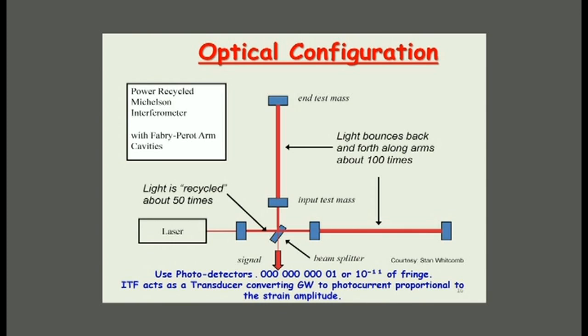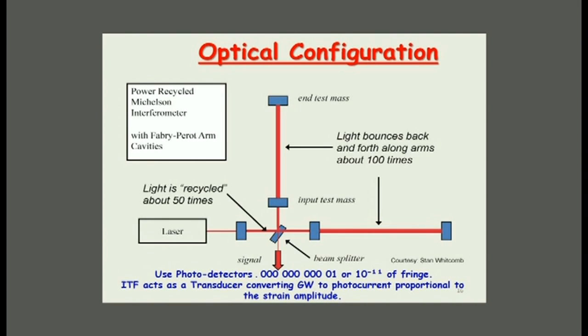So we can say that the interferometer acts like a transducer. It converts the gravitational wave to a photocurrent which is proportional to the strain amplitude. If the strain amplitude is more, there will be more photocurrent. If the strain amplitude is less, there will be less photocurrent. So you can actually convert the strength of the gravitational wave into a photocurrent and make a measurement of it, and that measurement is what will help us detect the gravitational wave.